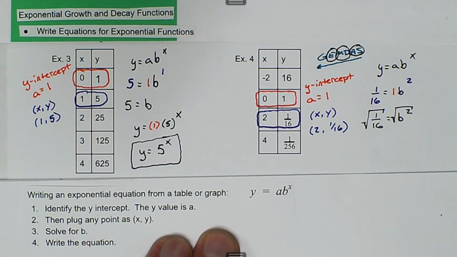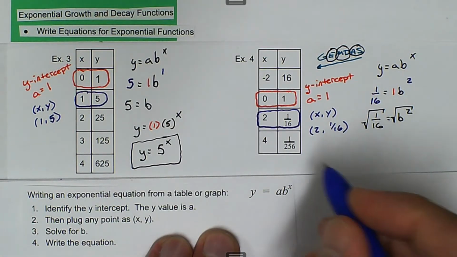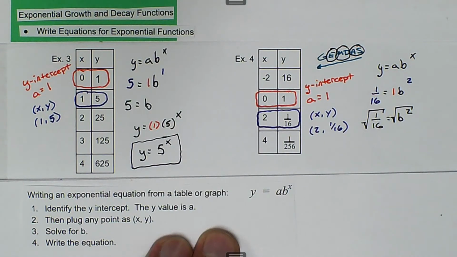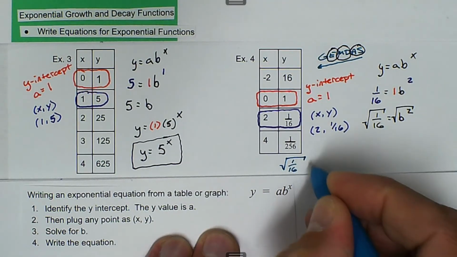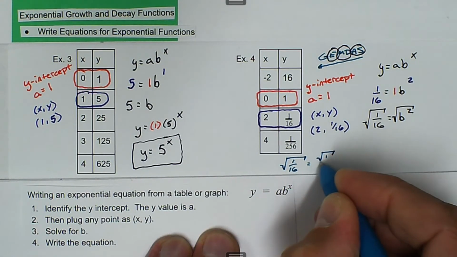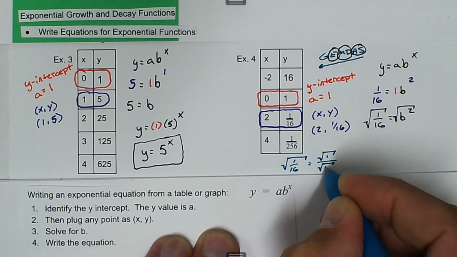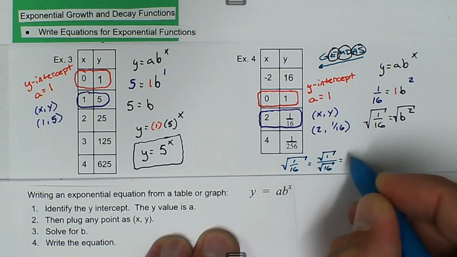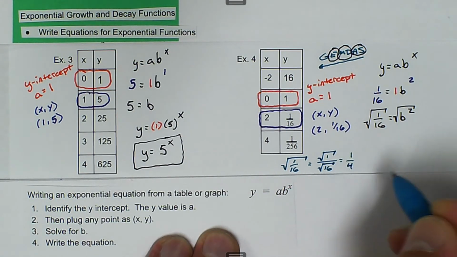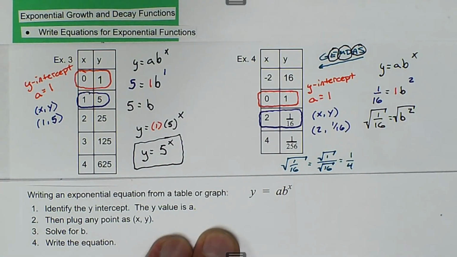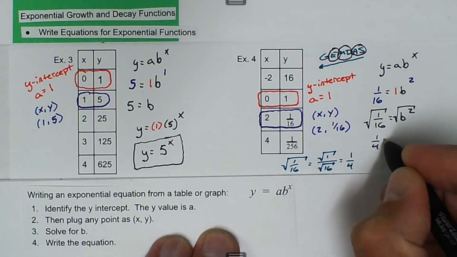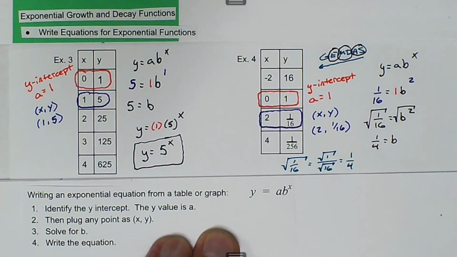And something that we need to just remember is if we're taking the square root here, another way to write that is the square root of 1 over 16 is the same thing as saying the square root of 1 over the square root of 16. Well, the square root of 1 is 1, and the square root of 16 is 4. So this right here can reduce to 1/4. So we get 1/4 is equal to b, and then we can substitute those values back into the equation.